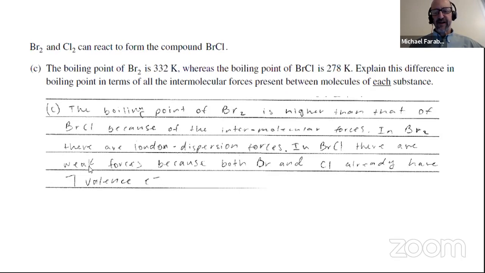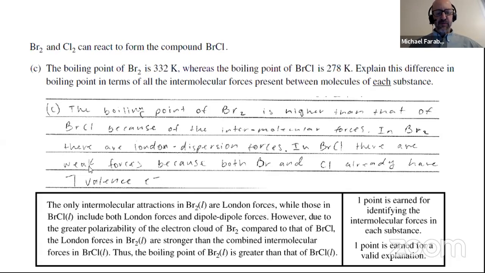All right, here are the official scoring guidelines. The only intermolecular attractions in Br2 are London forces. So they got that part right. However, they did not state the intermolecular forces in BrCl. They should have mentioned the London dispersion forces and the dipole-dipole forces for BrCl. They also did not state in their answer that the intermolecular forces, or IMFs, in Br2 are stronger than the IMFs in BrCl. So they actually did not earn any points on this question because they were not complete. So again, read the question carefully and make sure that you are answering the question that is being asked.